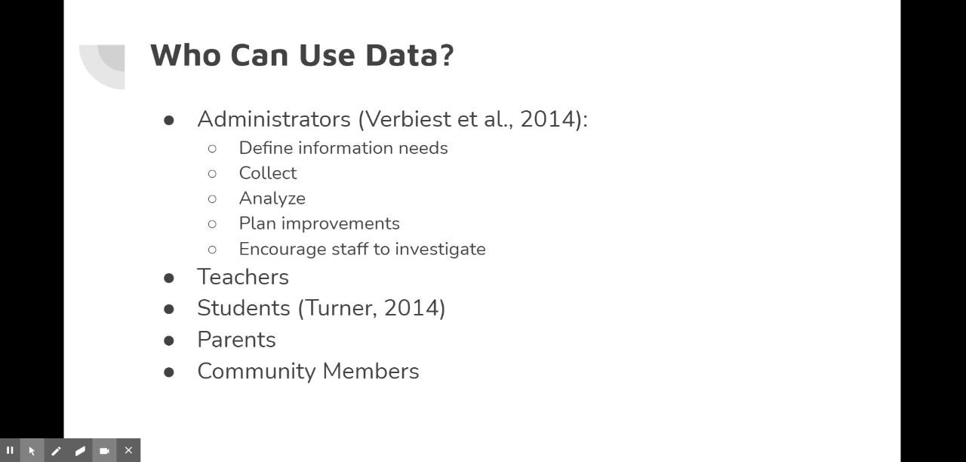Teachers can use data as well, and when teachers use data, powerful changes can happen. The way teachers engage with data could be as involved as the process that administrators do, but simpler steps can be powerful as well. Teachers have access to a tremendous amount of data about their students and their teaching.